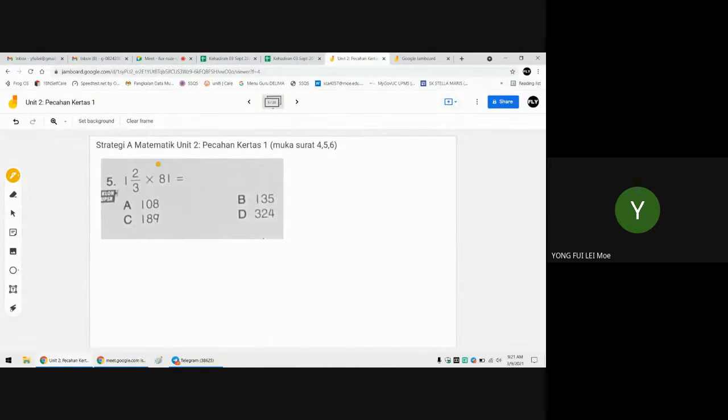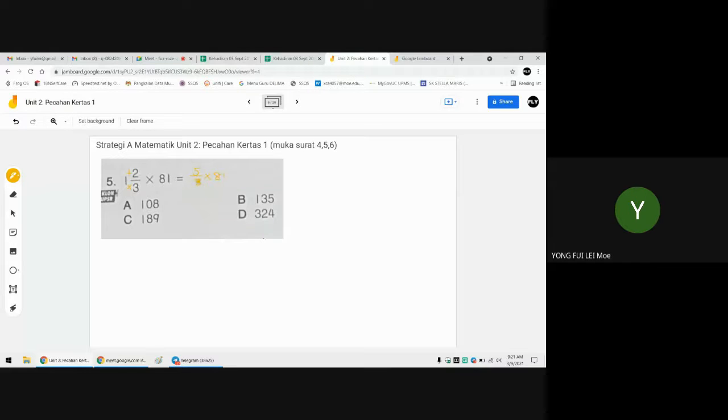What do I do? I change this to an improper fraction. How to change? Times plus. 3 times 1, 3 plus 2, 5. So 5 over 3 times 81.